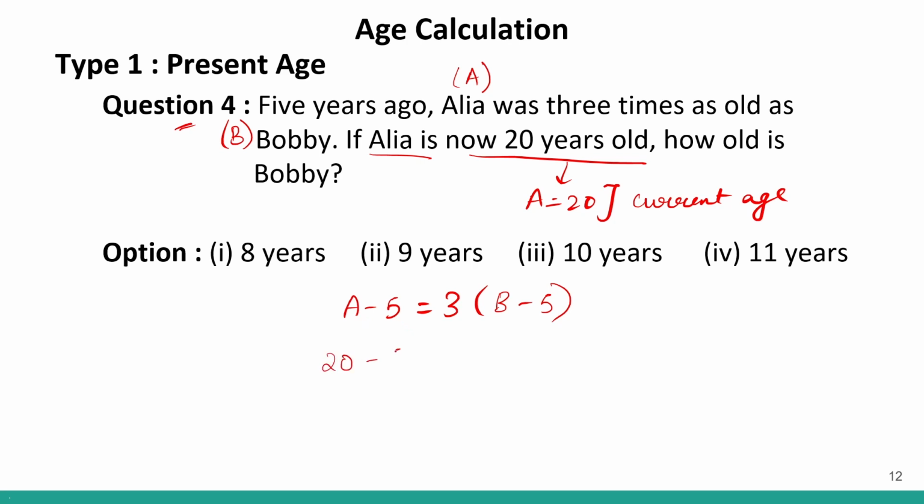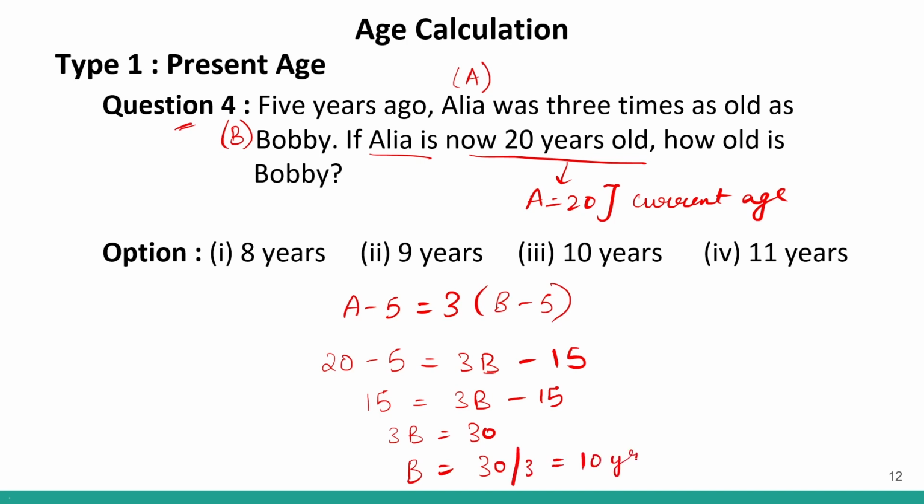So 20 minus 5 equals to 3B minus 15. I opened up the bracket. Correct? So 20 minus 5 will be 15 equals to 3B minus 15. So if I take 15 this side, it will be 3B equals to 30. 15 plus 15. So what will be the value of B? It will be 30 divided by 3, which is 10 years. So B will be equal to 10 years. And in the question, we had to find the current age of Bobby. So the answer will be option number 3, 10 years.